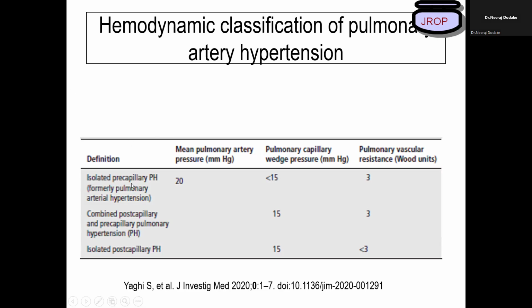And what happens in that subset of the population? Mean pulmonary artery pressure is more than 25. Pulmonary capillary wedge pressure is more than 15. Pulmonary vascular resistance is more than 3. So we have all the features of pre-capillary as well as post-capillary in this subset of the population.